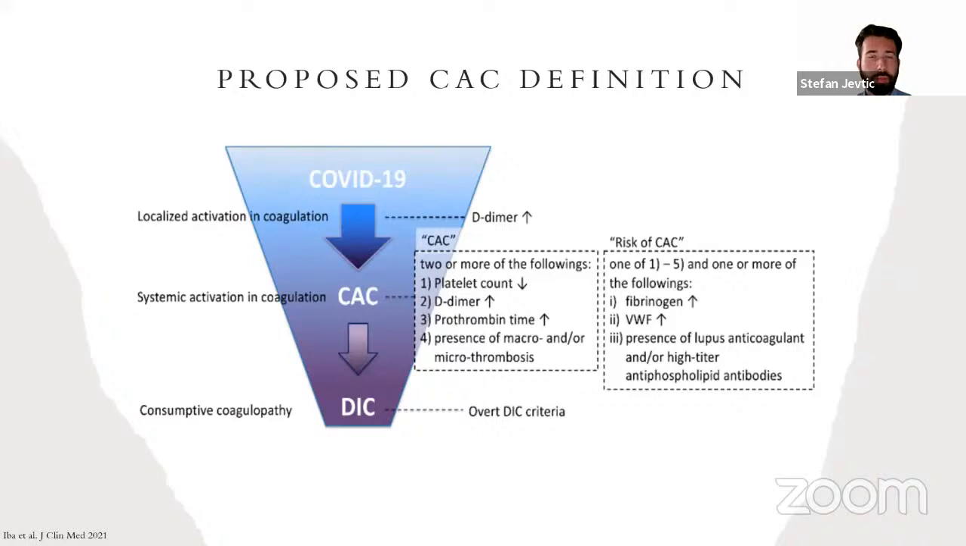And before we finish off this topic, I just wanted to discuss a proposed definition of COVID-19 coagulopathy. Again, it's a very non-specific prothrombotic state, so there's no one diagnostic test. But this was an initial proposed definition by Iba et al. during the initial waves of the COVID-19. And really looking at these factors such as thrombocytopenia, elevated D-dimer, and evidence of macro-microthrombosis, and using this in conjunction with other findings such as fibrinogen and increased von Willebrand factor to really confirm the diagnosis of coagulopathy.